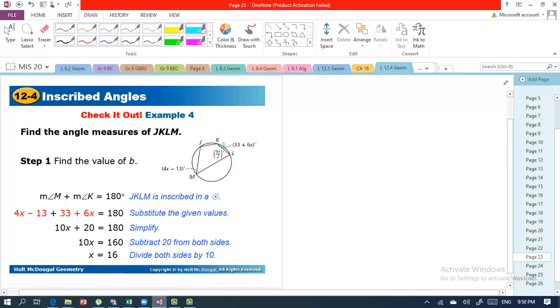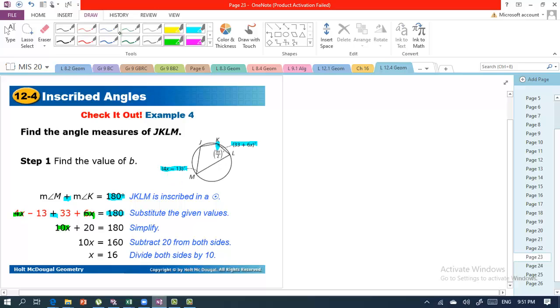Here the opposite angles, K and M. Sorry, again, my mistake. The sum of the opposite angles of the quadrilateral is 180. So 4x minus 13 plus 6x plus 33, and that equals 180. The x part is 10x. The numbers: 33 minus 13 is 20. So 10x plus 20 equals 180. 10x equals 160. x equals 16.